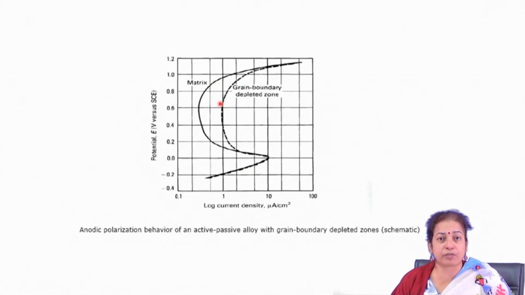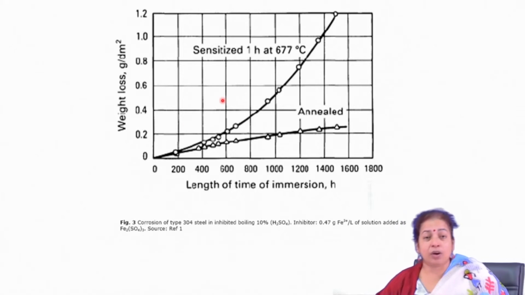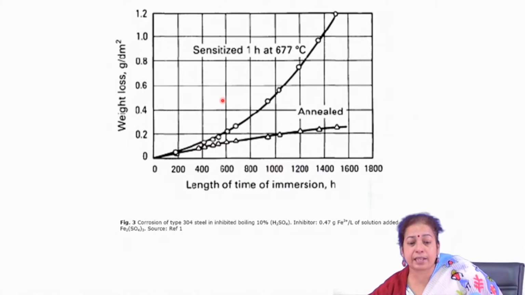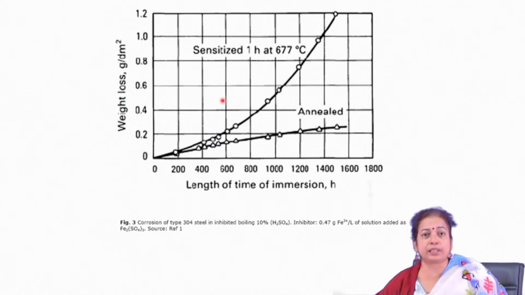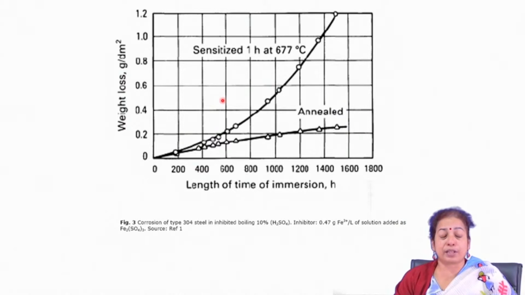This is because the grain boundary regions have higher energy than the matrix, and as a result it happened. On the other hand, AISI 304 stainless steel, which is a special kind of stainless steel, is very prone to intergranular corrosion, especially when it is welded by the arc welding technique. You will find that the grain boundary corrosion behavior, or intergranular behavior, is very prominent.